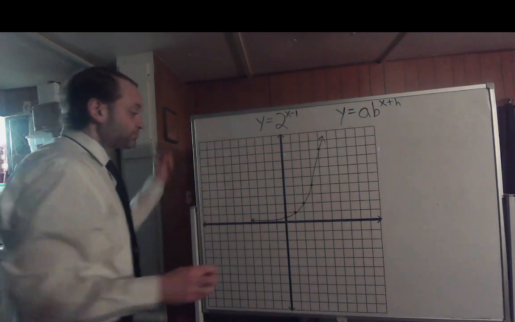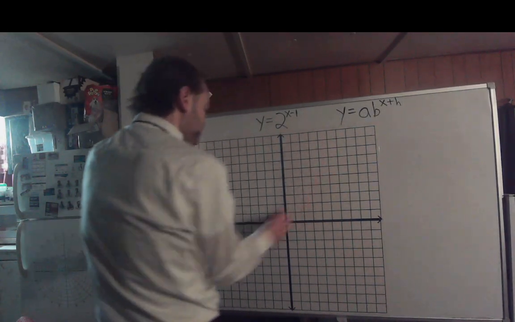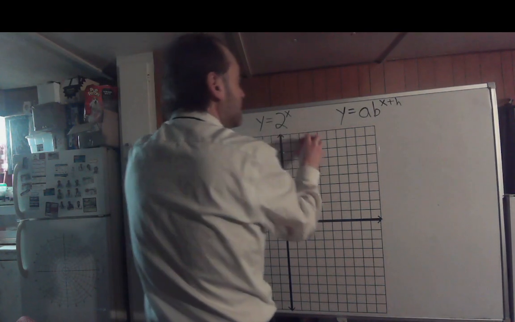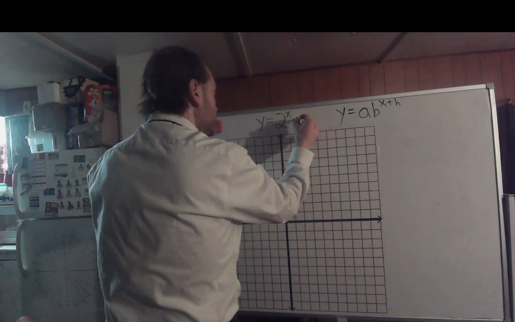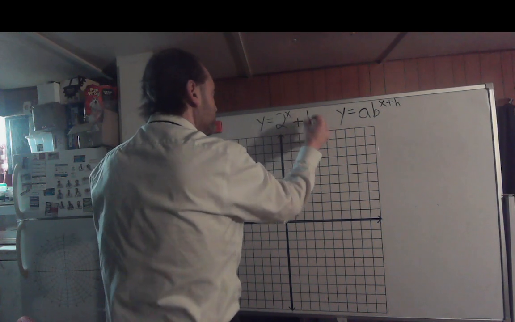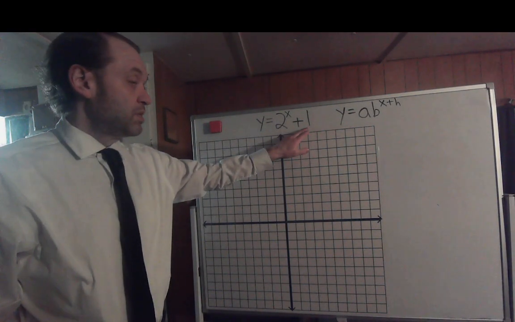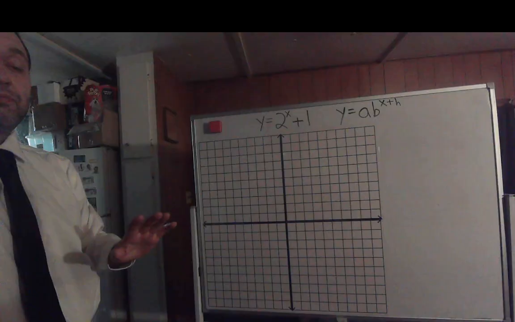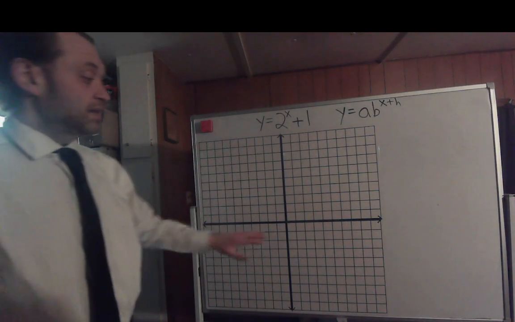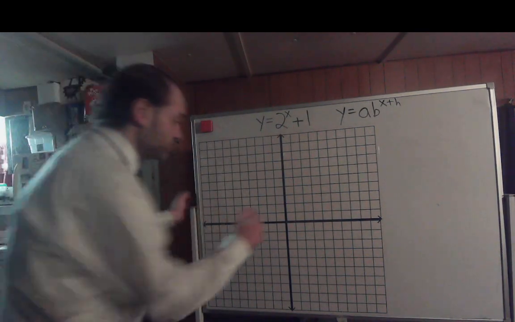Now, let's change this up a little bit. Let's say I take 2 to the x plus 1. So this time I have the plus 1 outside of the exponent. What is that going to do? Well, again, let's do 2 to the 0, which is 1, plus 1 is actually 2.